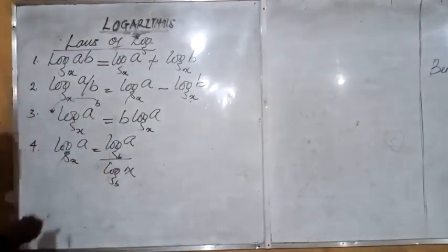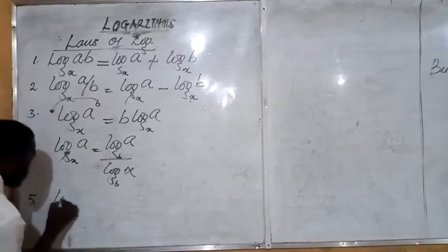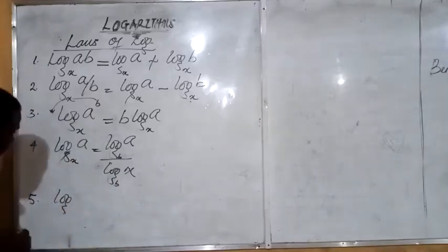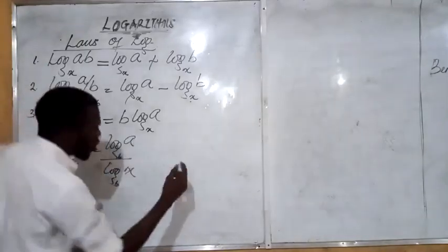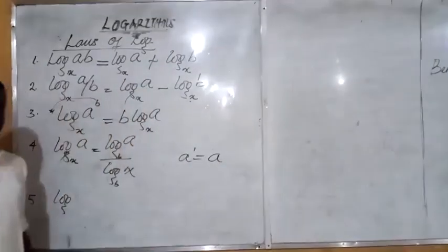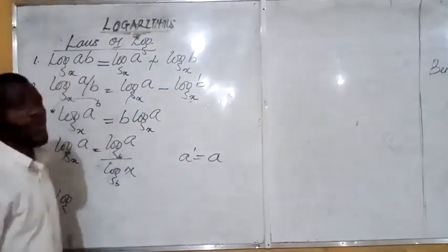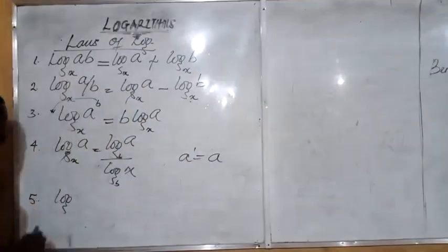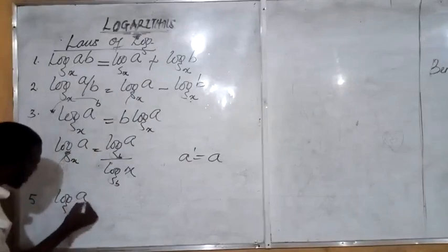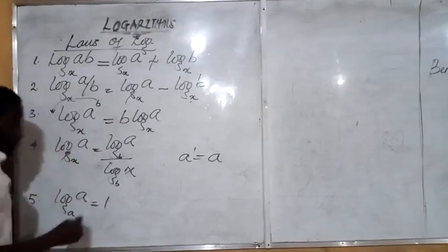So let's take the fifth law of logarithm. The fifth law of logarithms goes like this. Remember the law of indices that says that a to the 1 is equal to what? A, right? So we are going to be using this law. Alright? So the log of a base a is equal to 1. That's what the law says.